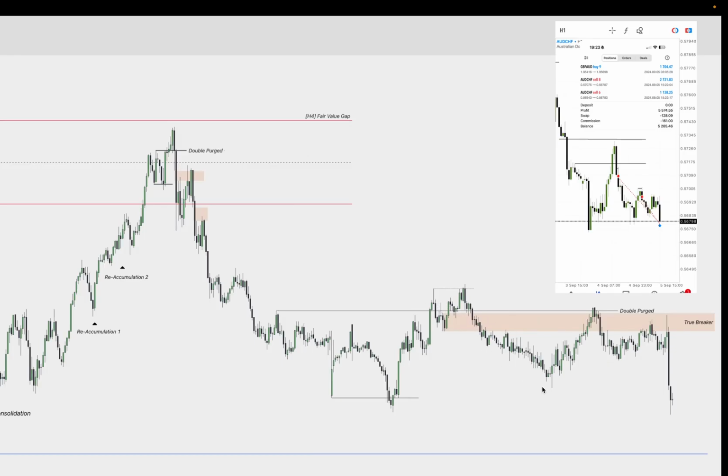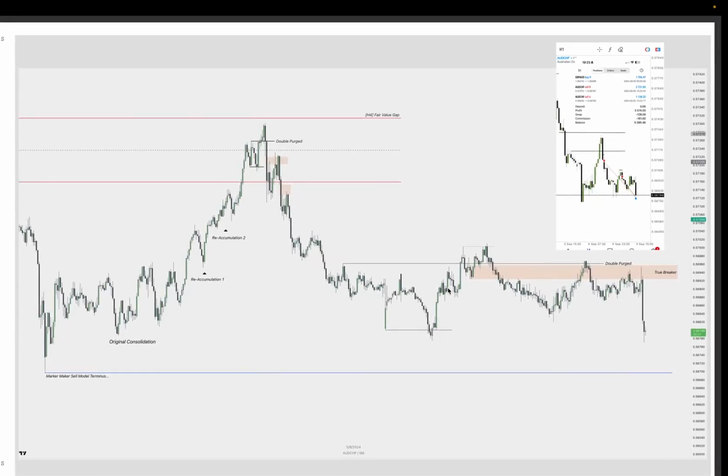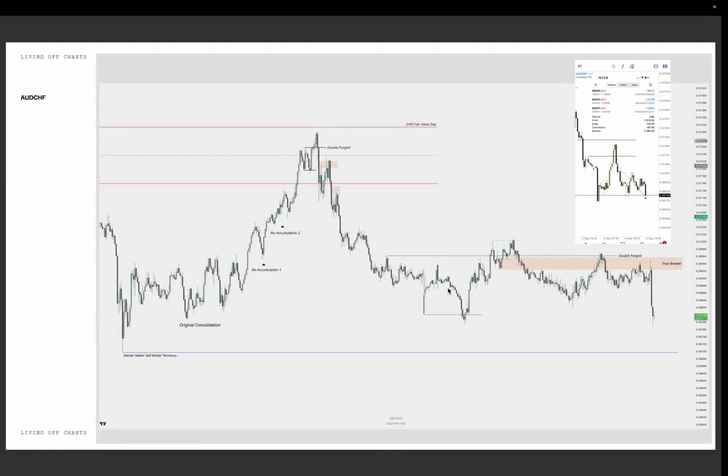Why was I comfortable holding price as it retraced here? Because if this is the double purge high, this is a real protected high. So you hear a lot of the time in the smart money concept community, protected highs and lows. What are protected highs and lows? It's the highs and lows that have been double purged with the correct context and narrative.